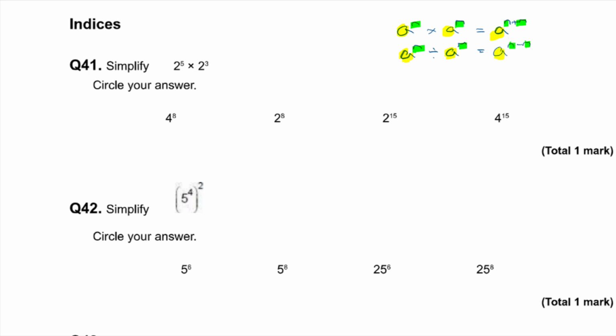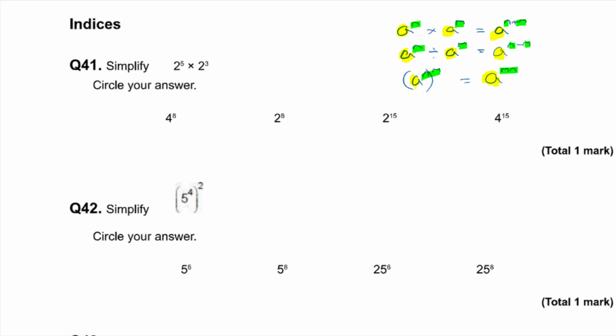And then finally, the last rule that we need to remember is if I've got a number with a power and then I raise it to another power, then I'm going to be multiplying those indices together. So a to the n raised to the power of m is going to be a to the power of m times n. Okay? So these are the 3 rules that you need to remember and be able to apply to these questions to answer them correctly.